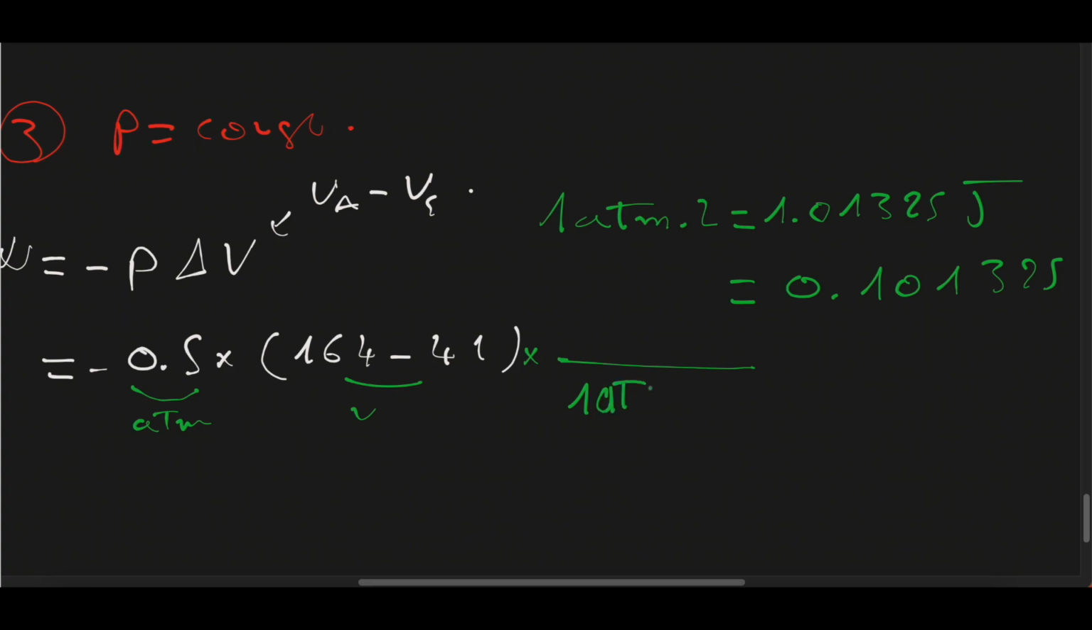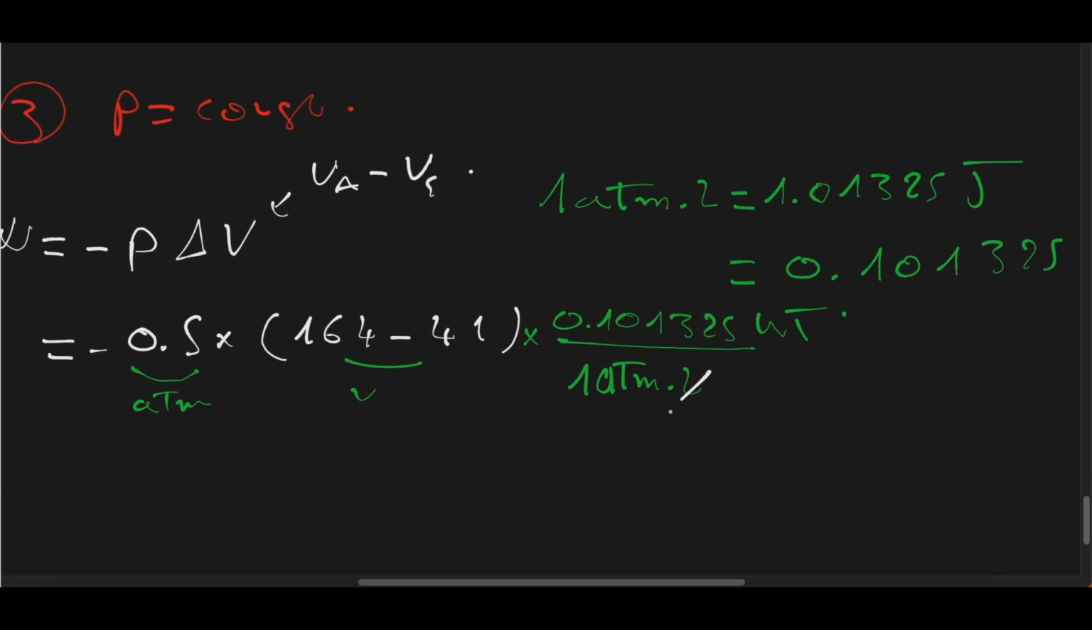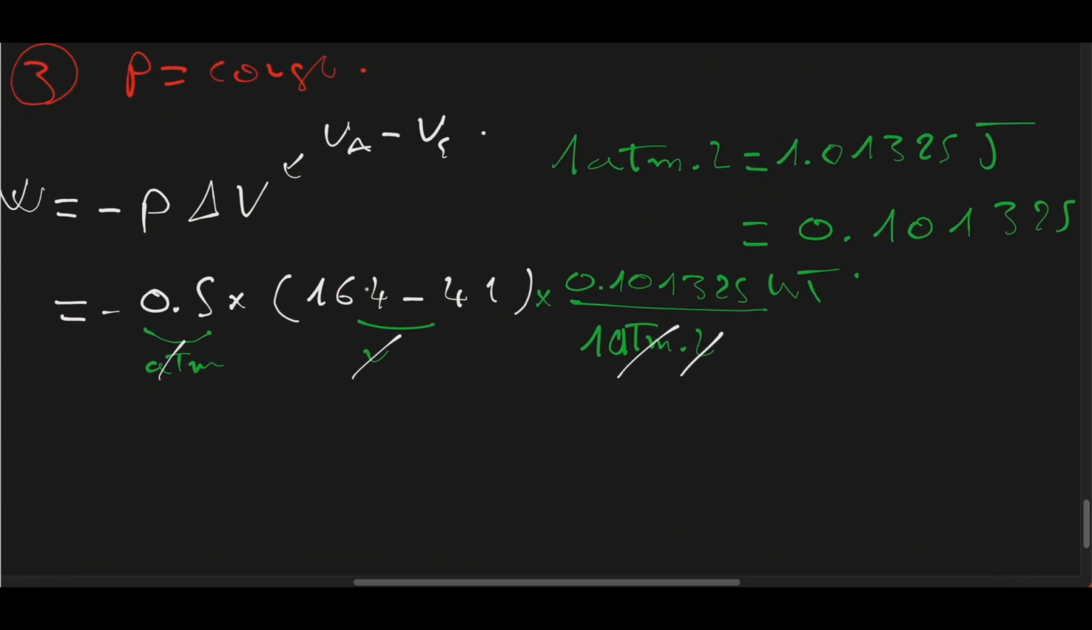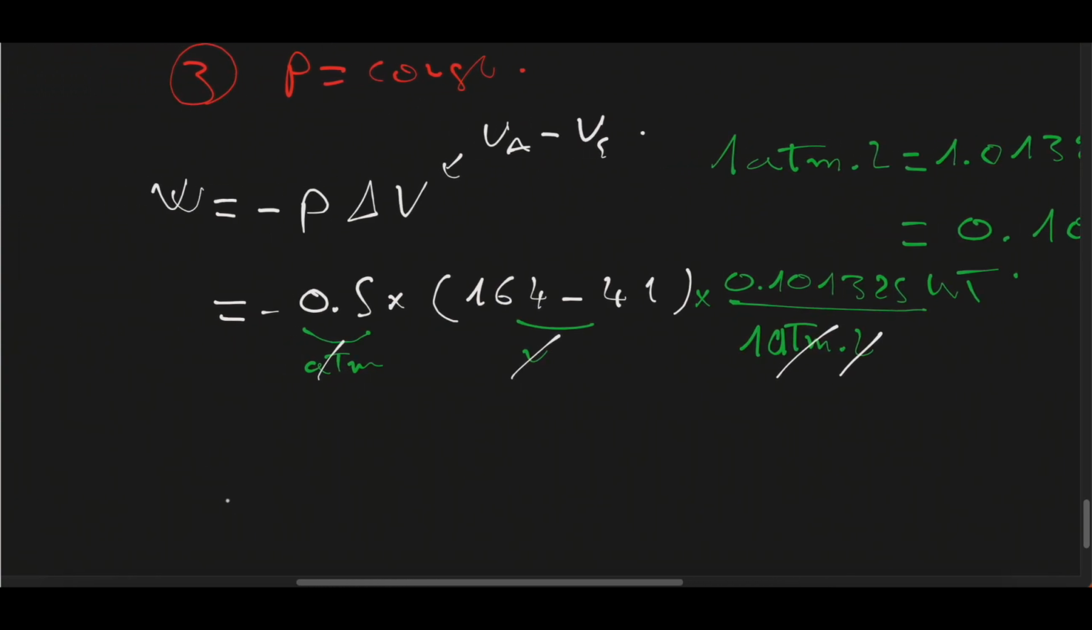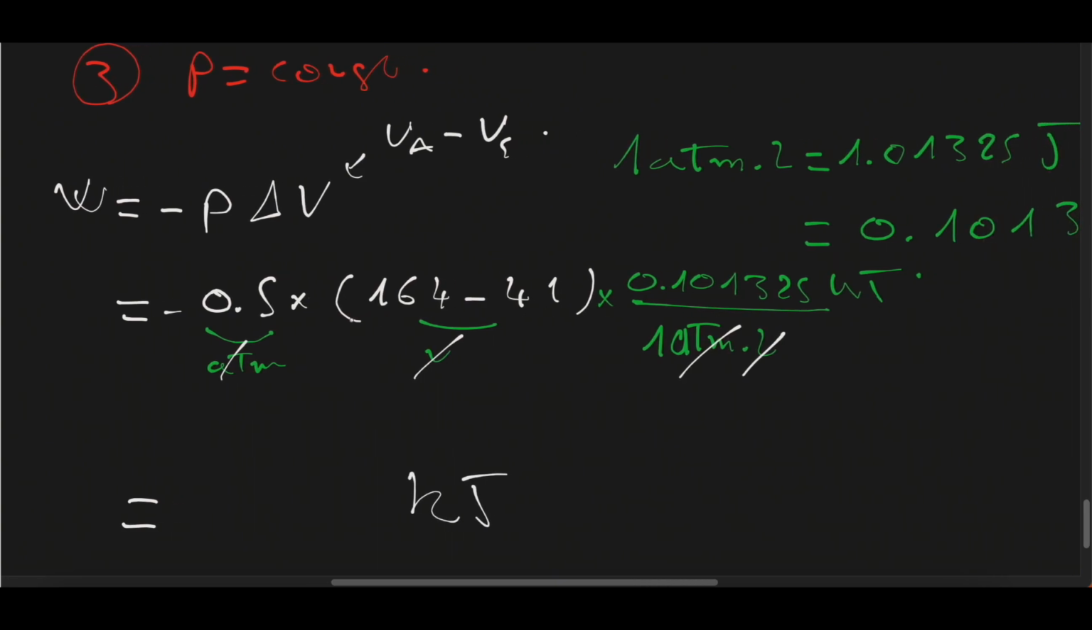1 atm liter, here in the numerator we have 0.101325 kilojoules. So we can cancel both units and we get the work in kilojoules at the end. So by plugging all these values in a calculator, we get a work that is equal to minus 6.23 kilojoules.